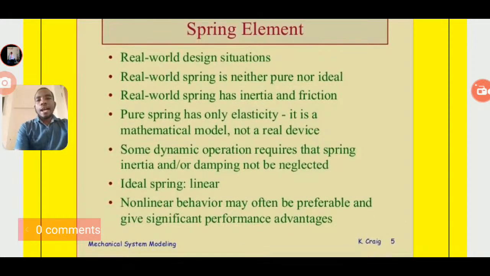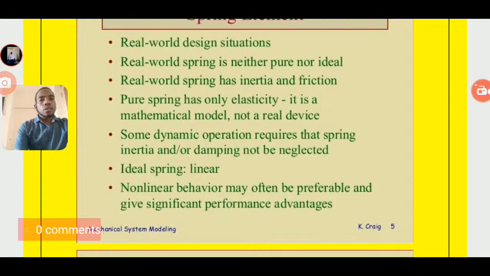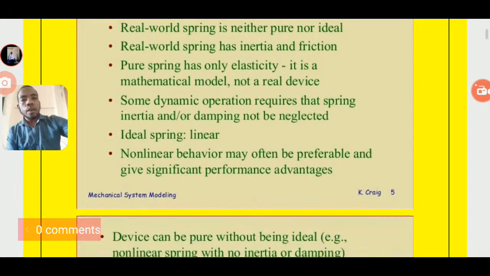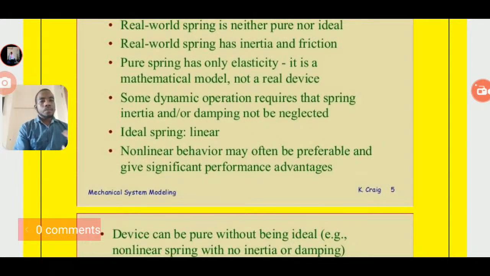A pure spring has only elasticity. It is a mathematical model, but not a real device. You have to assume it like this. Some dynamic operations require that spring inertia and/or damping not be neglected. When we say the ideal spring, it has the property or behavior of being linear, and nonlinear behavior may often be preferable and give significant performance advantages.